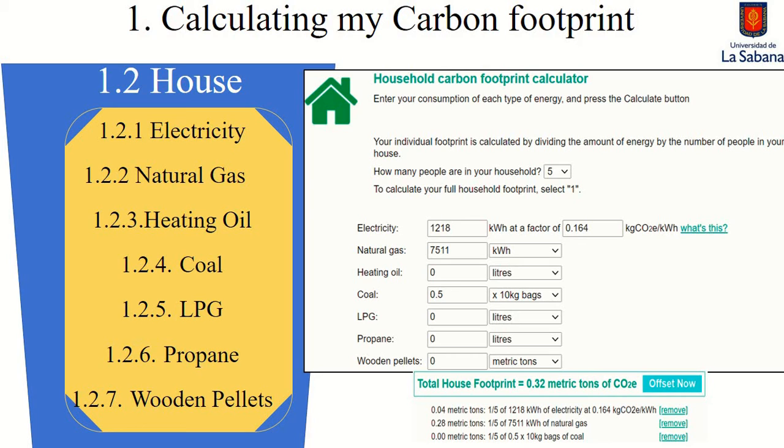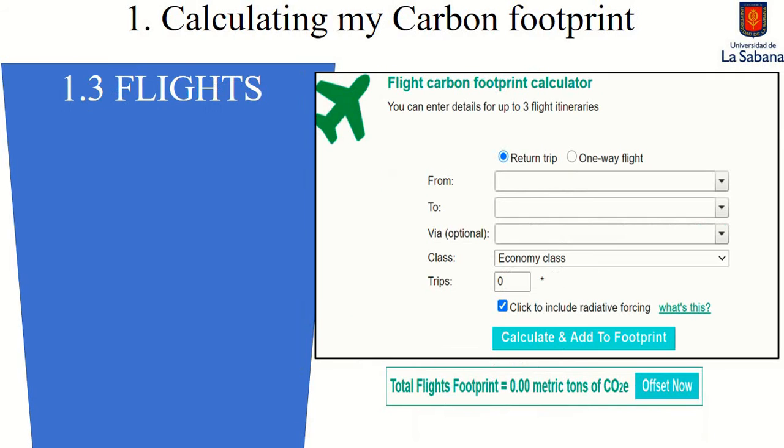And so we have the total house footprint, which is equal to 0.32. In the next section, I have not made flights in the last year, therefore 0.